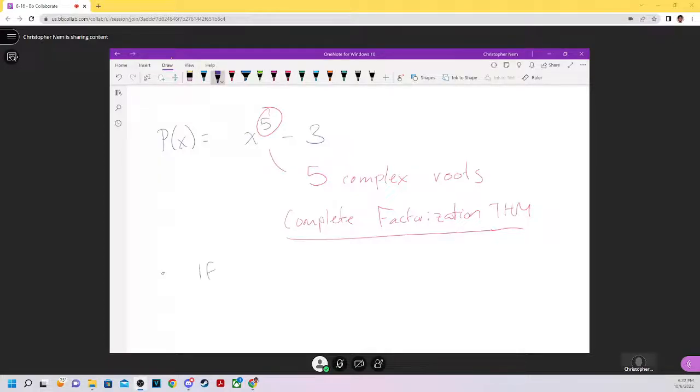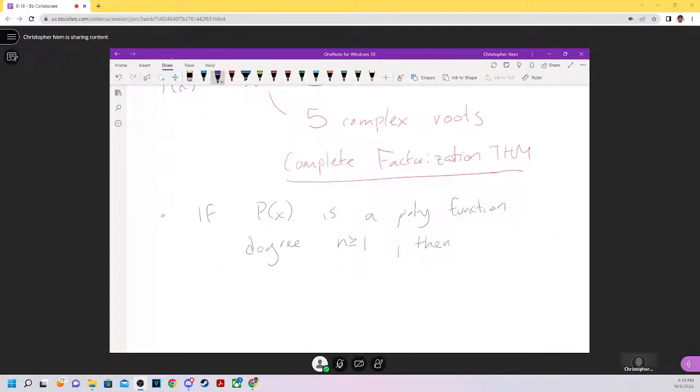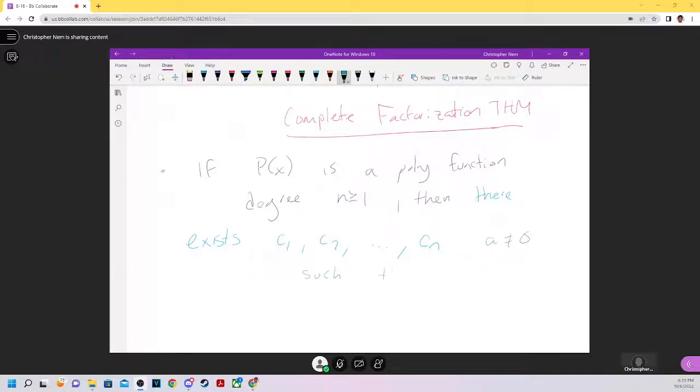It says if P of x is a polynomial function with a degree n bigger than or equal to 1, a natural number, then there exist c1, c2, all the way to cn, and a, where a does not equal 0, such that P of x is equal to a times x minus c1, x minus c2, x minus c3, all the way to x minus cn. There are n complex roots.